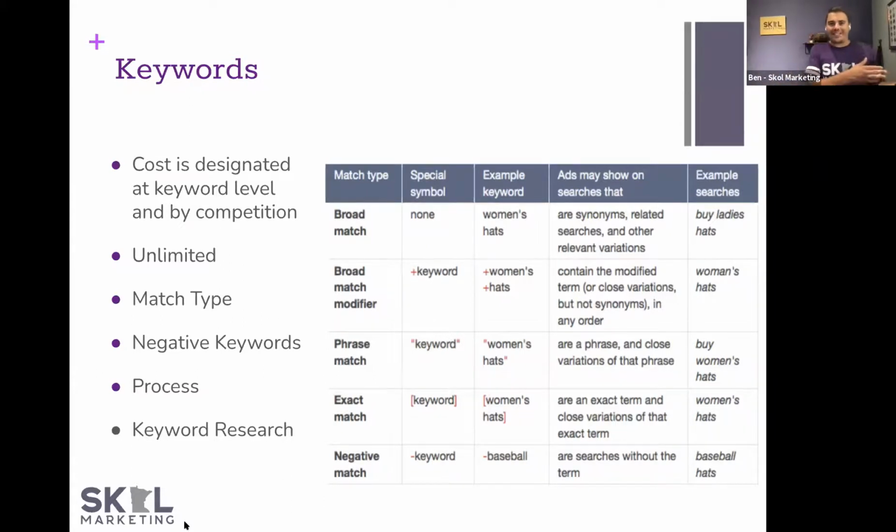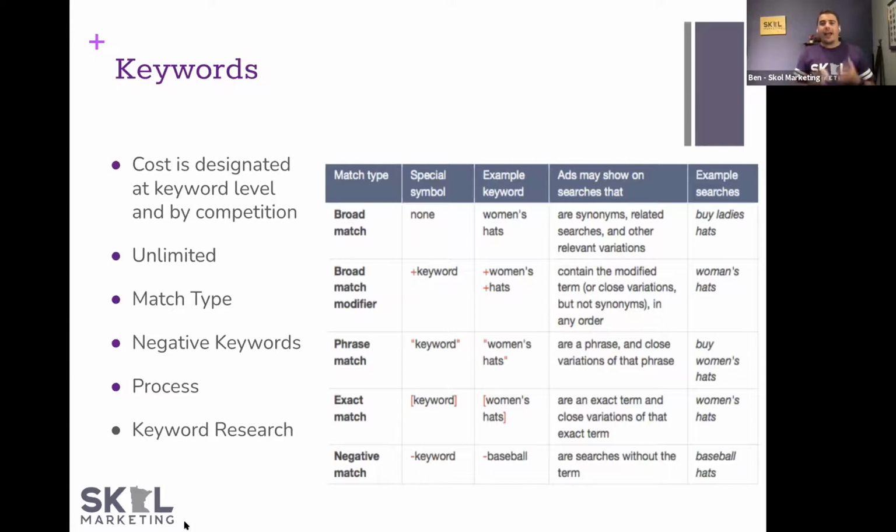Now, of course, on the opposite side, we don't want to be too broad, where now we're paying for when people are searching for competitors, or for instance, one here is if I'm selling fancy women's hats and someone searches in for women's baseball Twins hat, of course, that's not what I'm looking for.